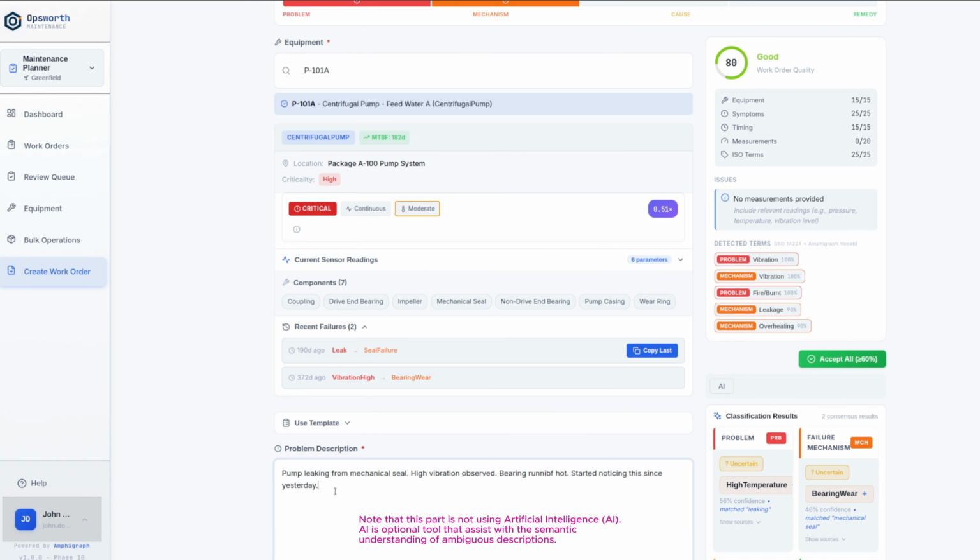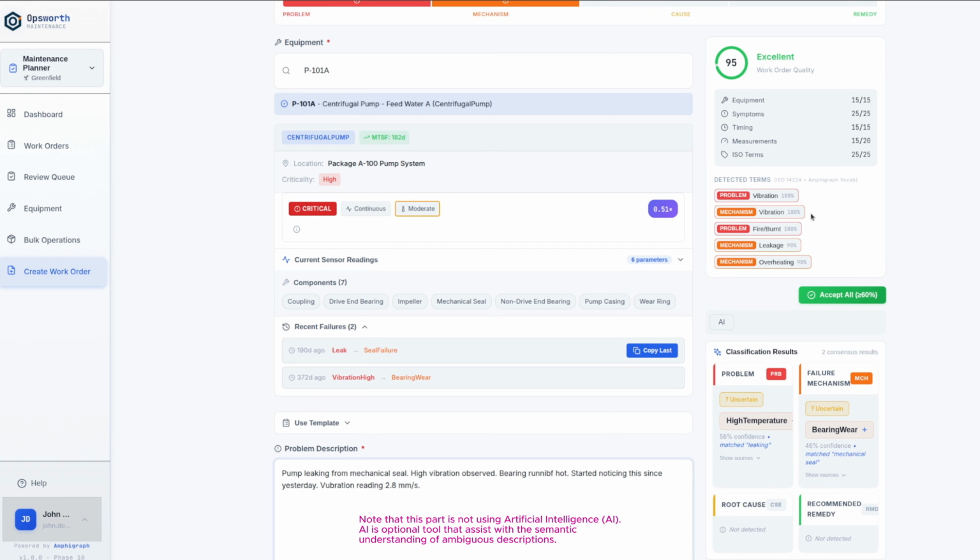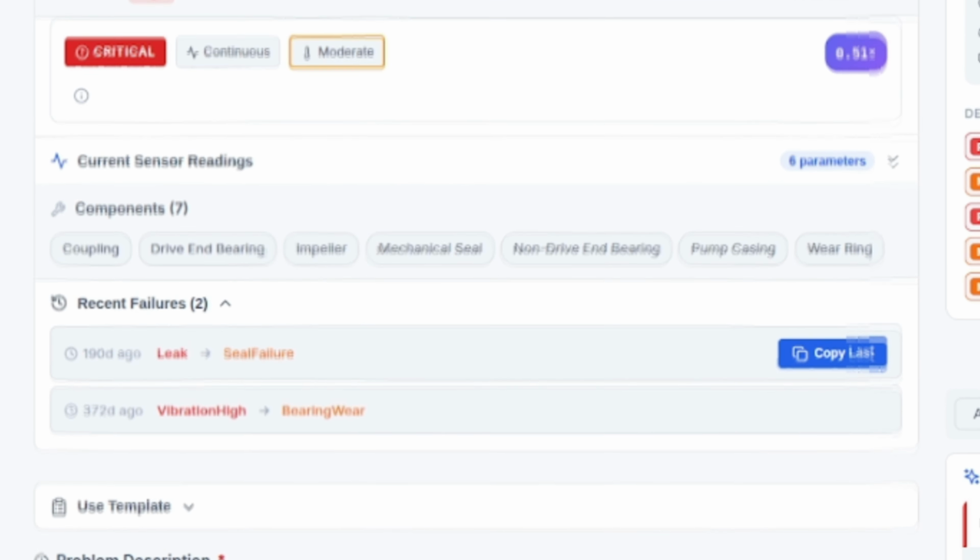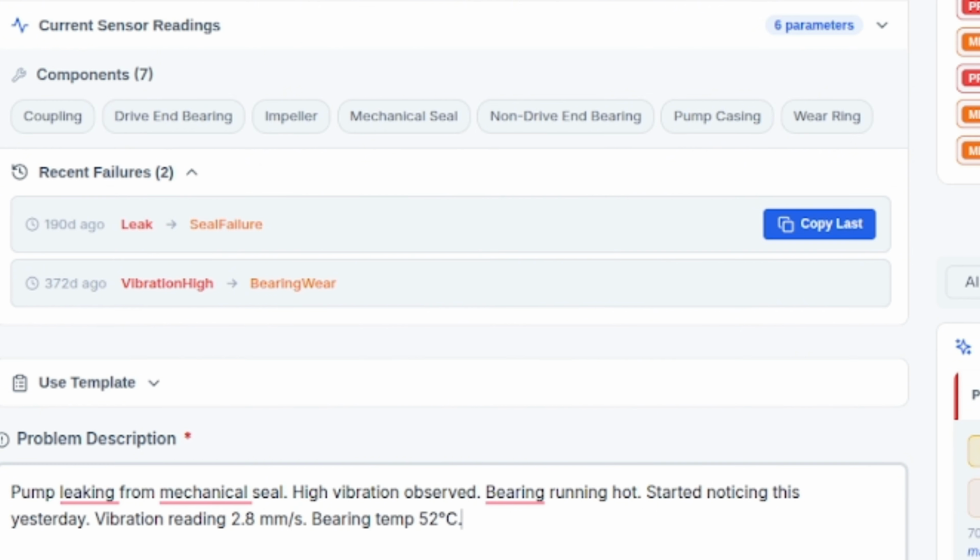Vibration reading 2.8 millimeters per second. Bearing temperature 52 degrees Celsius. We added timing, since yesterday. We added measurements, 2.8 millimeters per second, and 52 degrees Celsius. Now look at the quality score. It jumps to 100. Excellent. And notice, those measurements match the live sensor data at the top. That's not a coincidence. That's evidence-based maintenance.